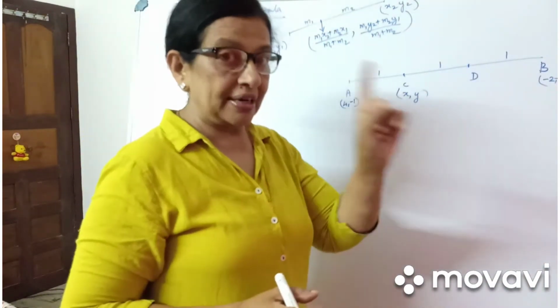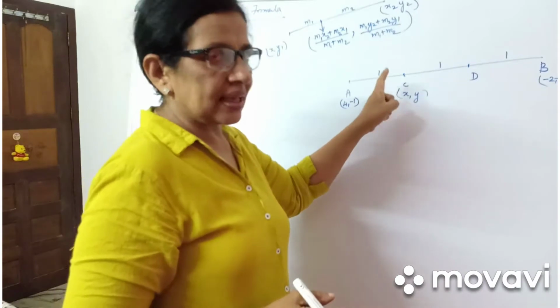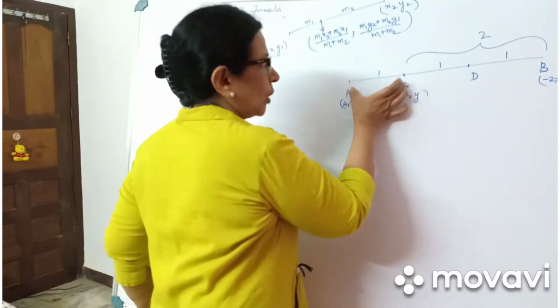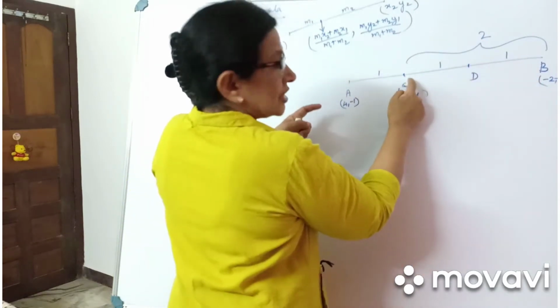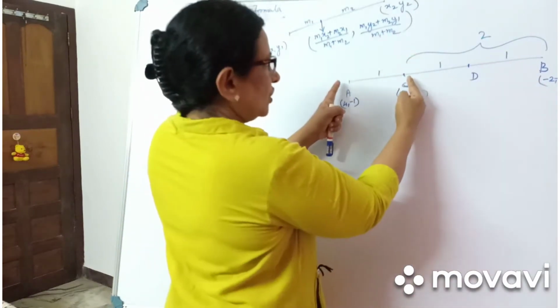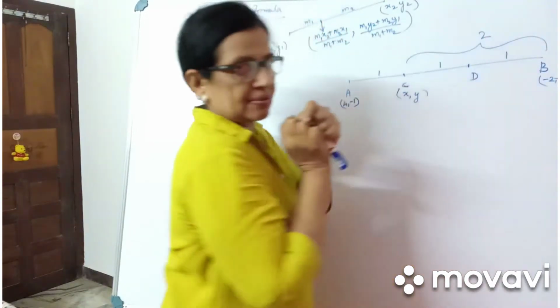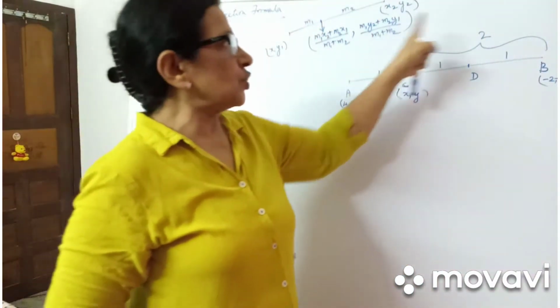The ratio will be 1:1 for two equal parts. For 3 equal parts, 1:1:1. So when you consider 1:1:1, this is the point we are going to find first. This is one part and the remaining part till B is 2 parts. So now the ratio reduces to 1:2.